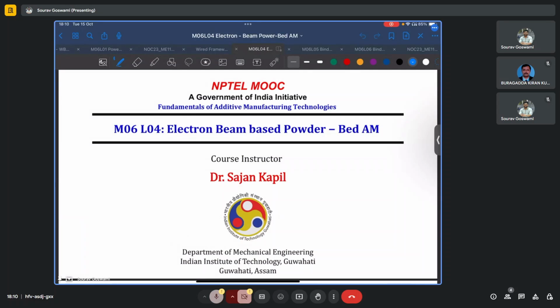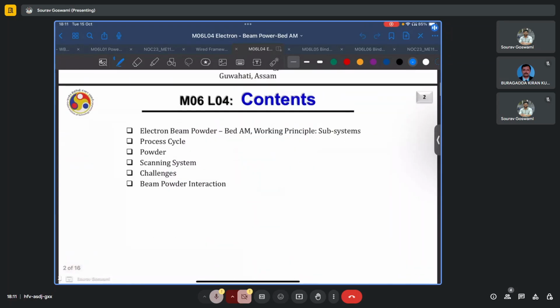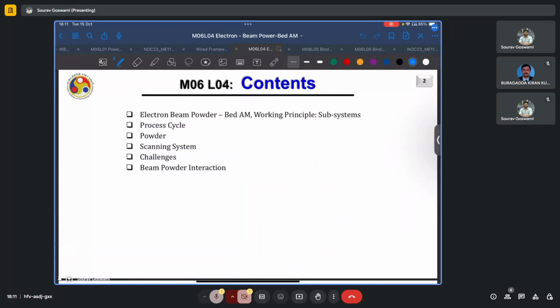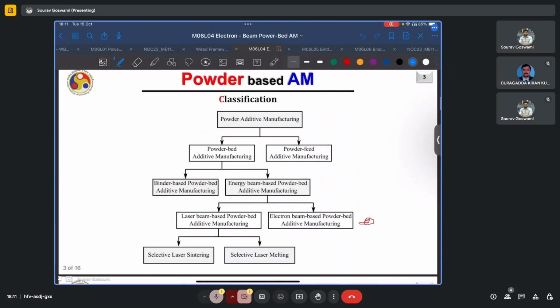So the course contents for this week dealt primarily with electron beam based powder bed AM and binder based powder bed AM. Those are the topics we'll be talking about today. The first set of lectures had to do with electron beam powder bed AM: the working principles and the subsystems, the process cycle, powder, including powder manufacturing technologies, the scanning systems, common challenges, and interaction of the beam and powder.